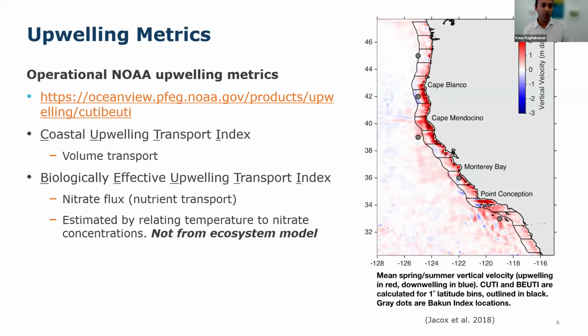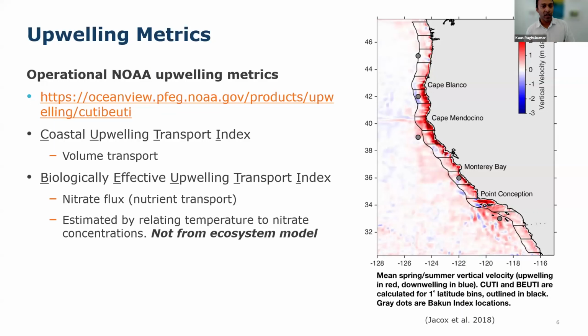But we can start to infer the effects on upwelling in terms of two different operational indices, which are published by NOAA very regularly. The first is a coastal upwelling transport index, QD, which is a measure of the physical volume transport, so how much water is being upwelled.